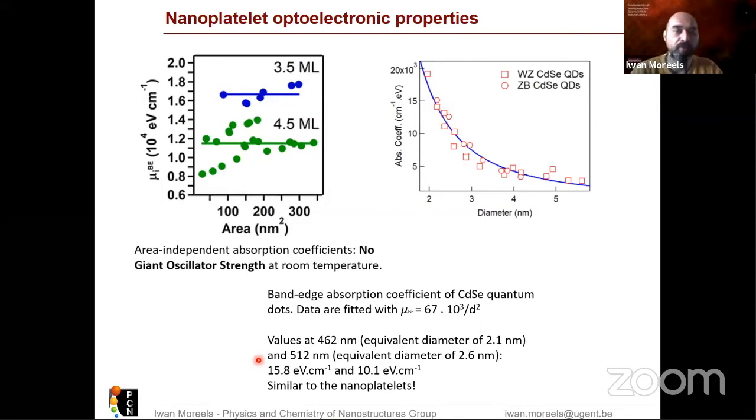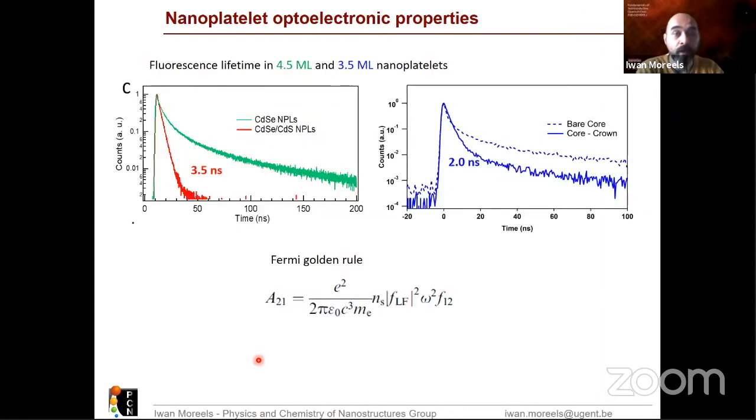And the enhanced absorption that you get in platelets is mainly an effect of shape-dependent dielectric screening. So it does mean that indeed, compared to quantum dots, the emission is still faster. And what was nice is now, because we have these two different sizes, we could also check Fermi's golden rule, which I showed you just before.